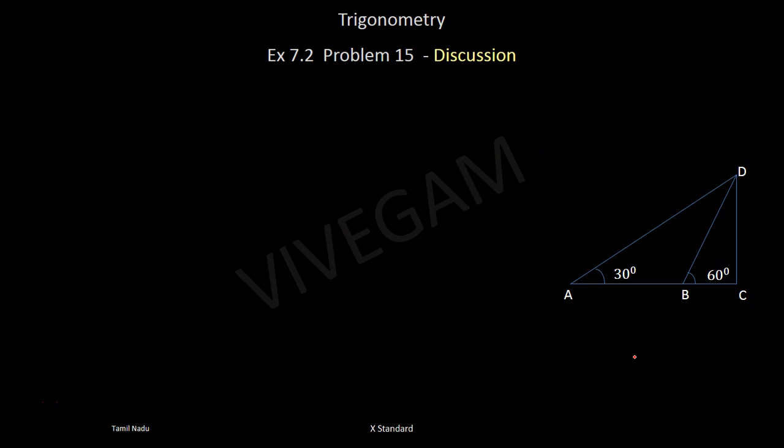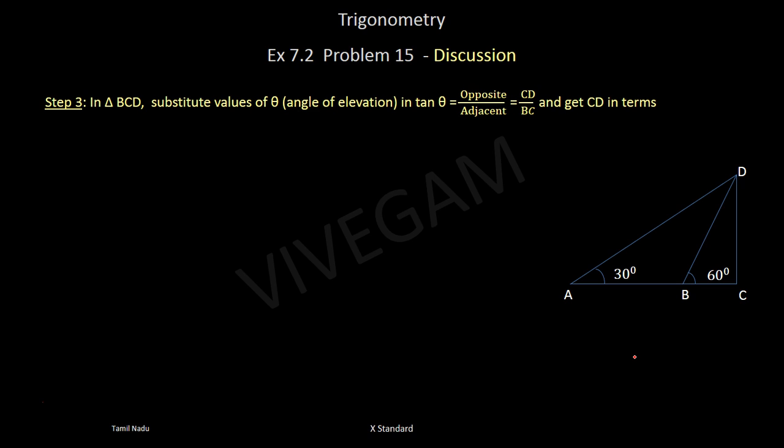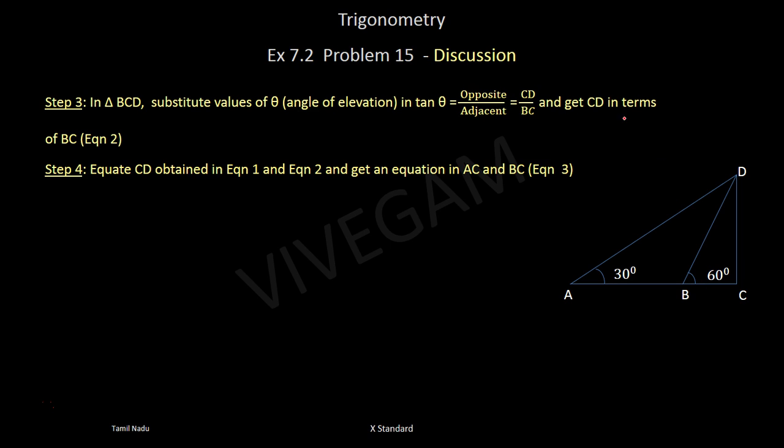Now, next, do the same process for triangle BCD, right? And get CD in terms of BC. That is, tan 60 is CD by BC, and get CD in terms of BC. Now you got CD in terms of BC in equation 2, and you got CD in terms of AC from equation 1. Equate that CD from both equation 1 and 2. Okay, you will get a relationship between AC and BC.